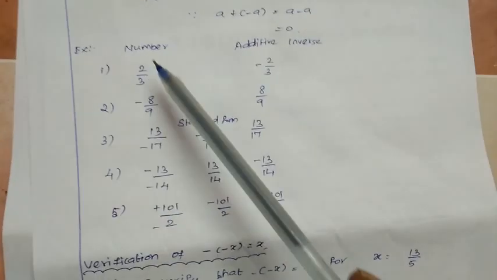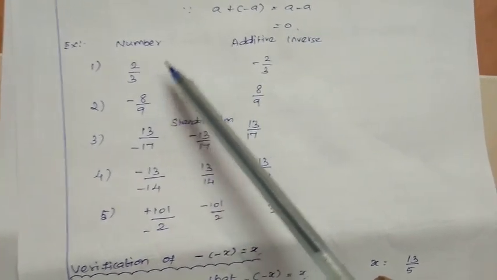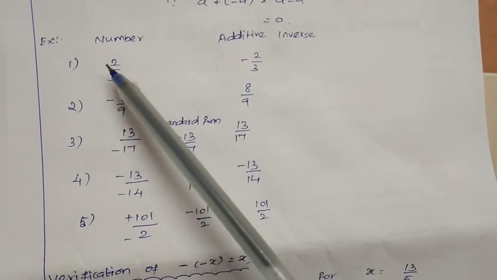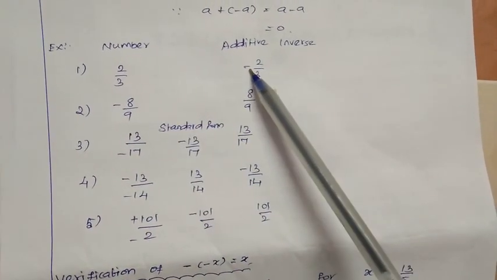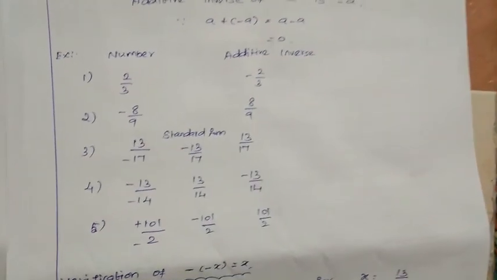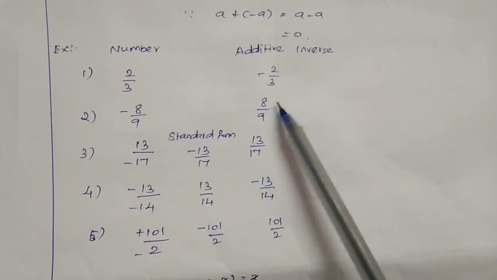Example, suppose a number 2 by 3. So numerator and denominator you have. Now what is the additive inverse? We need to introduce one sign; here it is plus, so the opposite sign is minus. So minus 2 by 3. Similarly for minus 8 by 9, the opposite sign of this minus is 8 by 9.